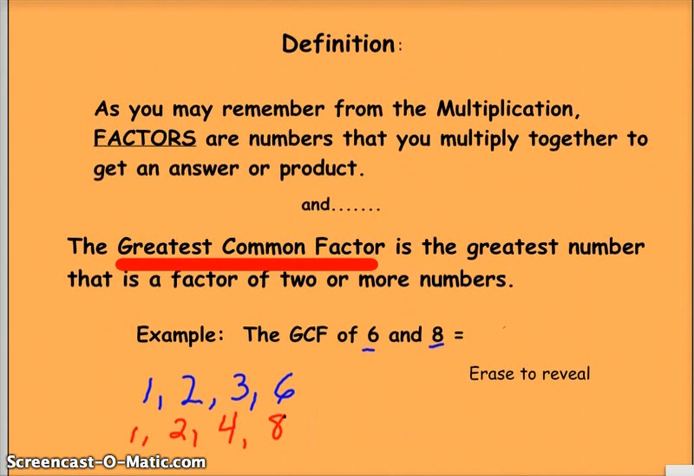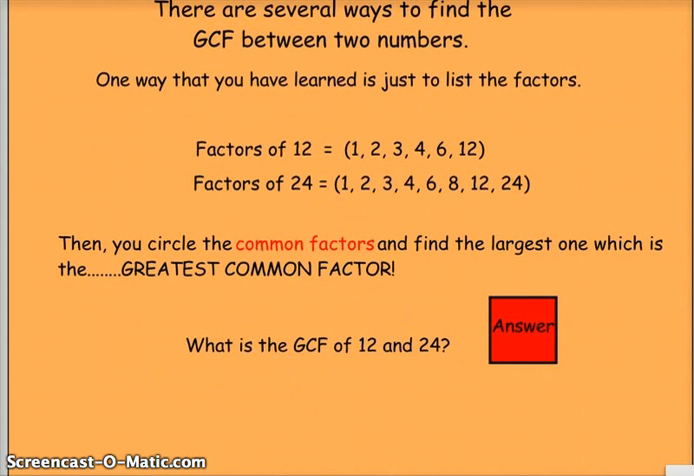So in looking at these two sets of numbers, the greatest common factor between 6 and 8 is 2. That's the factor that's in common between both numbers. It's really the only one in this case. So if I erase here to check, yes, in fact, we're right. The greatest common factor is 2.